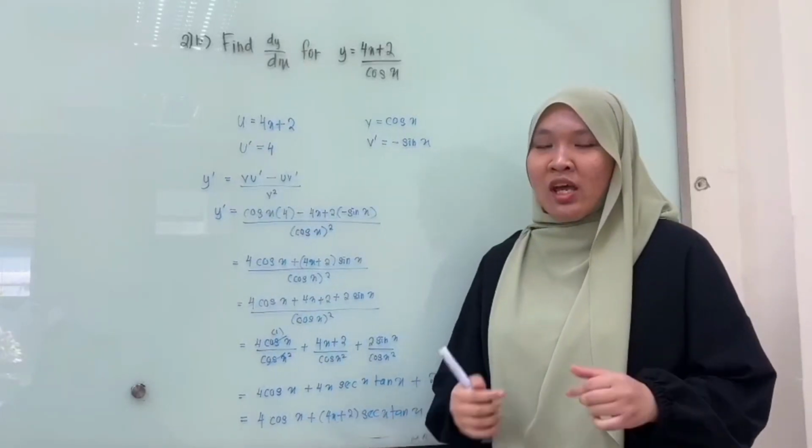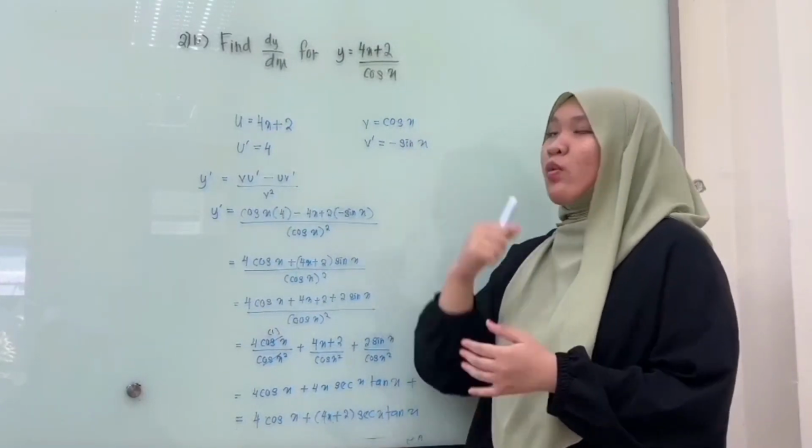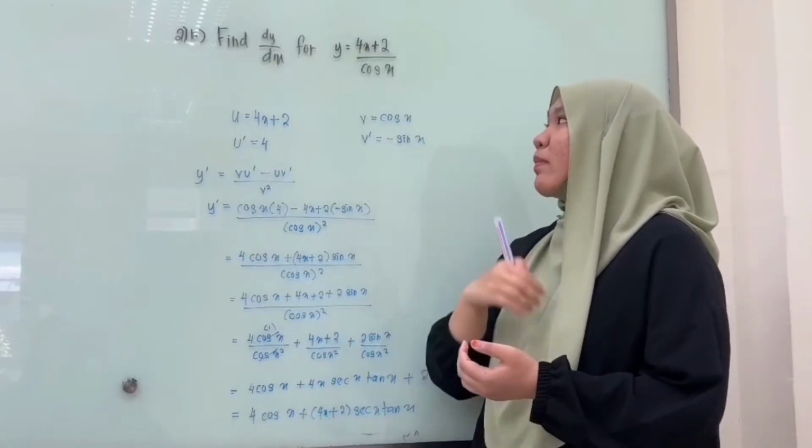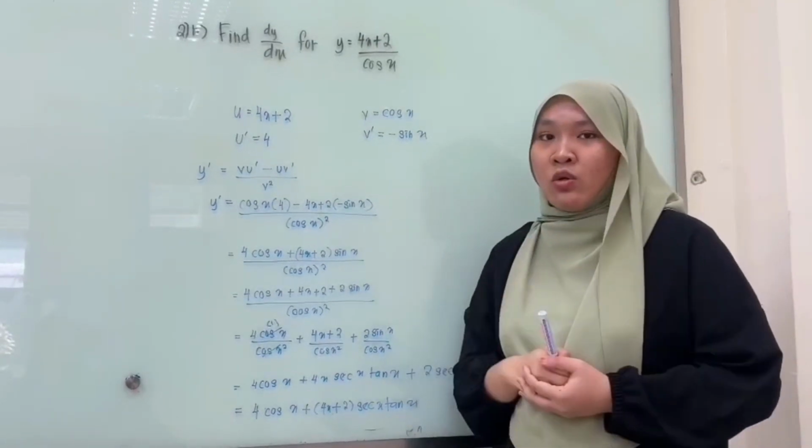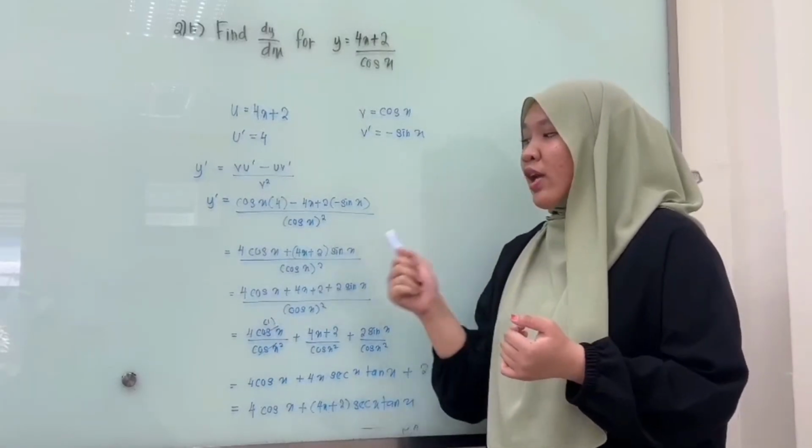Hi everyone, today I will show you how to find the derivative from this equation: y equal to 4x plus 2 divided by cos x. This is a fraction, so we must use the quotient rule to find the answer.